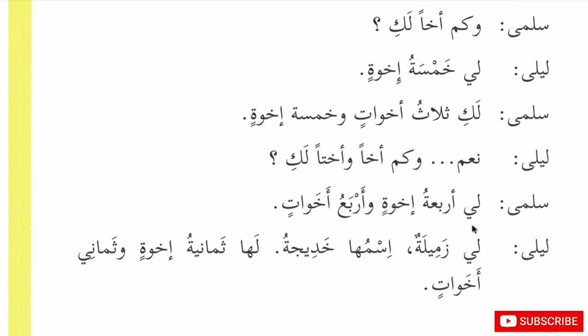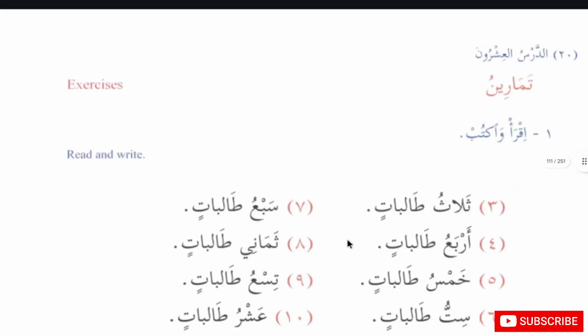نعم, yes. وكم أخا وأختا لكي? Yes. And how many brothers and sisters do you have? لكي, or for you, meaning that you have. لي, I have أربعة إخوة. I have 4 brothers. وأربع أخوات, and 4 sisters. لي زميلة. I have a companion. اسمها خديجة. Her name is Khadija. لها ثمانية إخوة وثماني أخوات. لها, she has 8 brothers and 8 sisters.